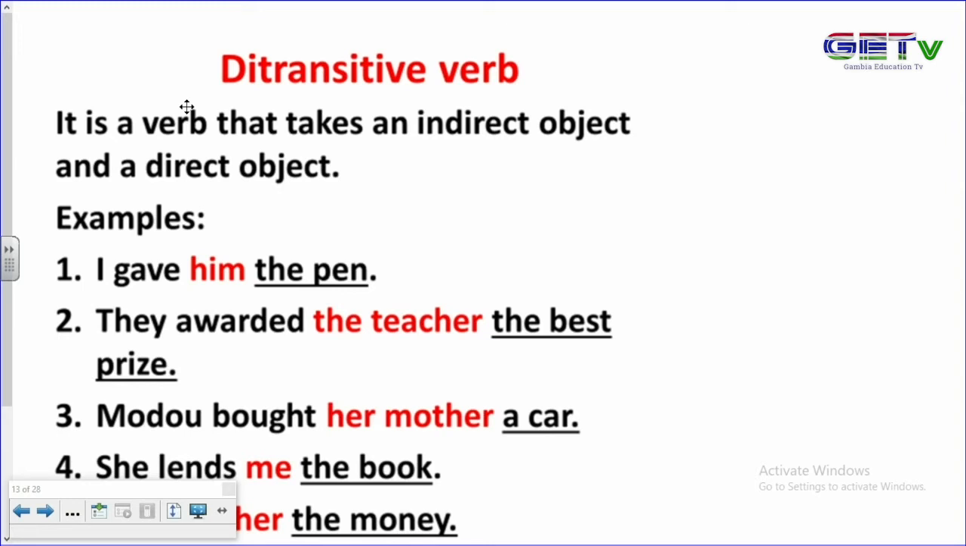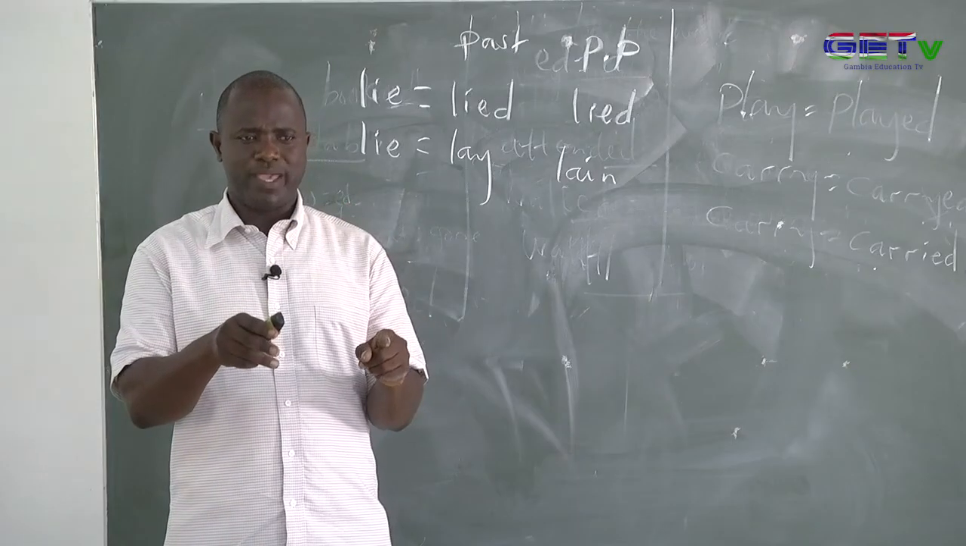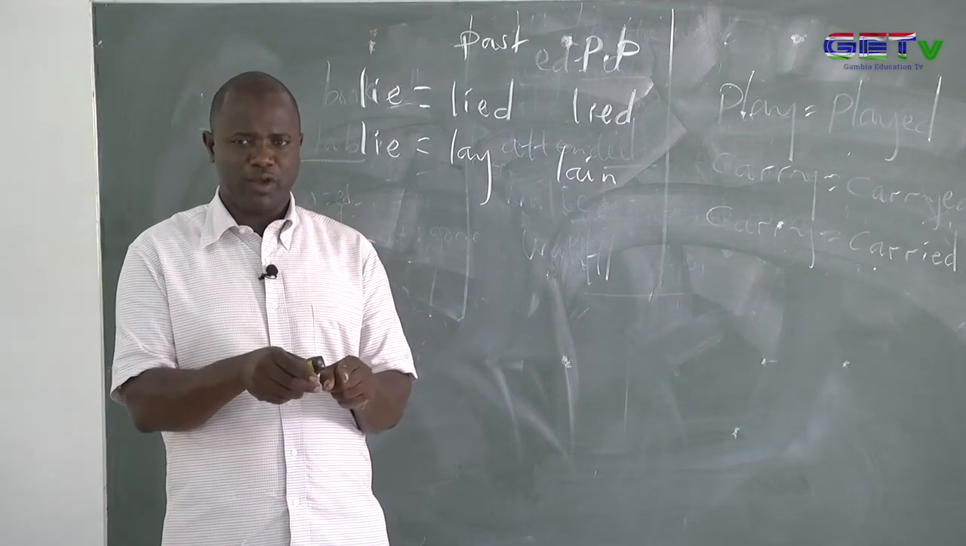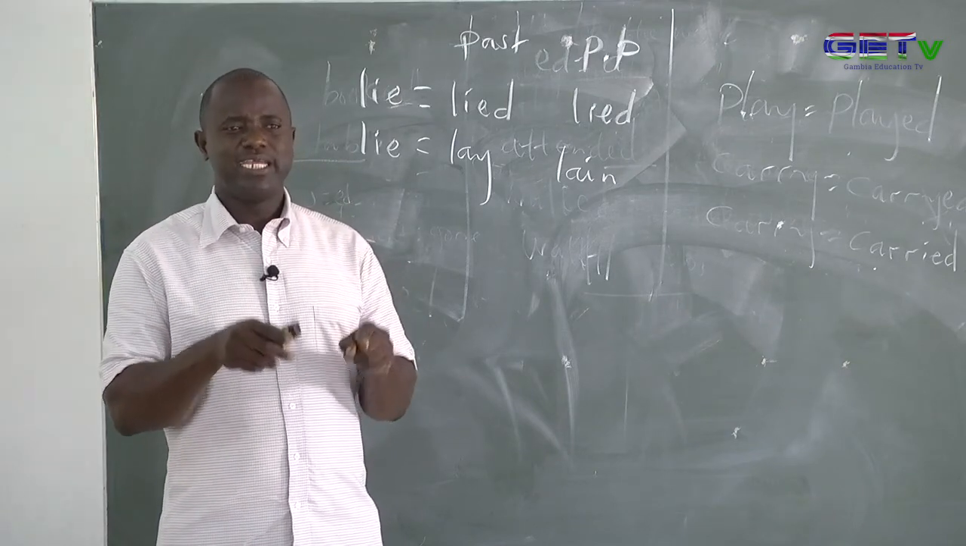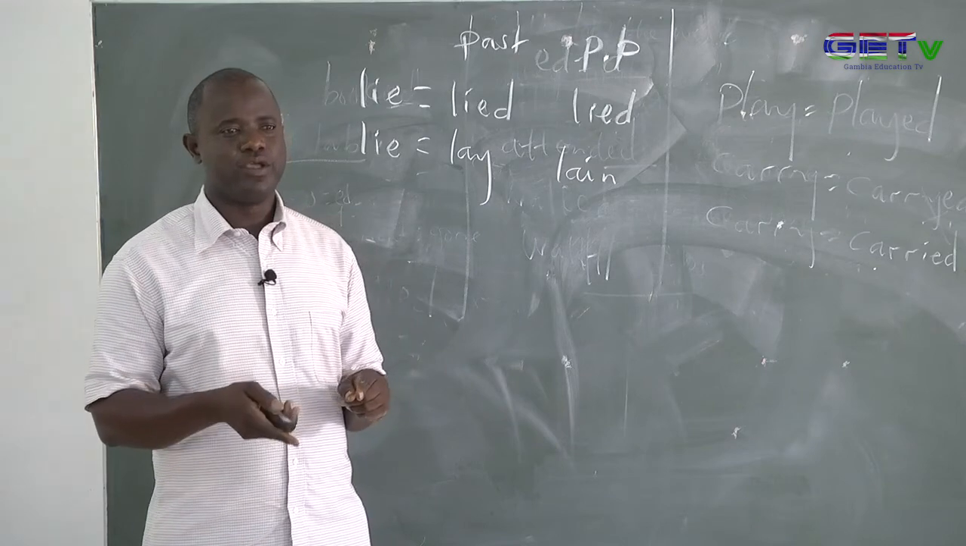So I gave her the money. The same thing applies, money and her. See, money is the direct object because that's what I actually give. So we say the direct object always receives the action. So we understand that the ditransitive verb takes two objects, direct and indirect object, unlike the transitive verb which takes only a direct object. We move on.